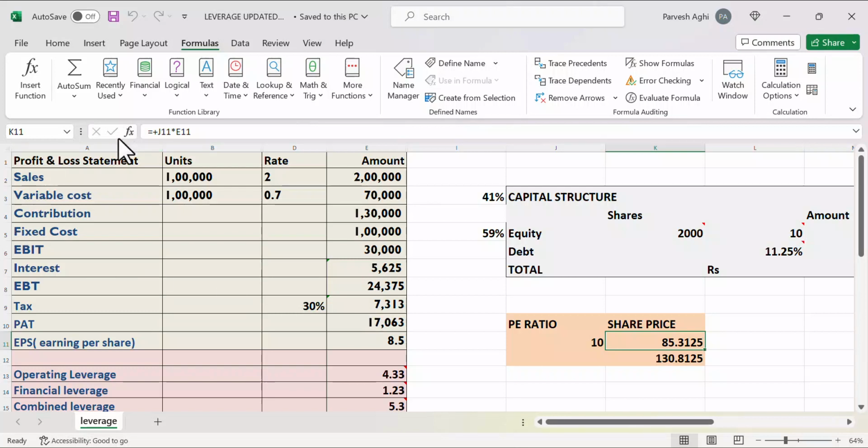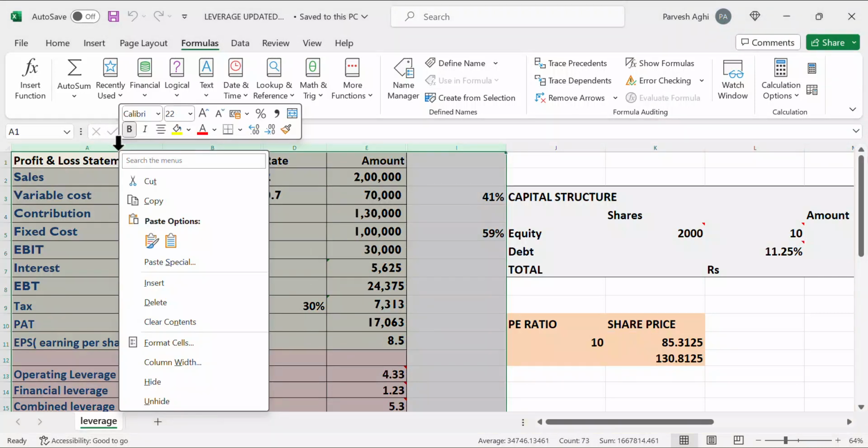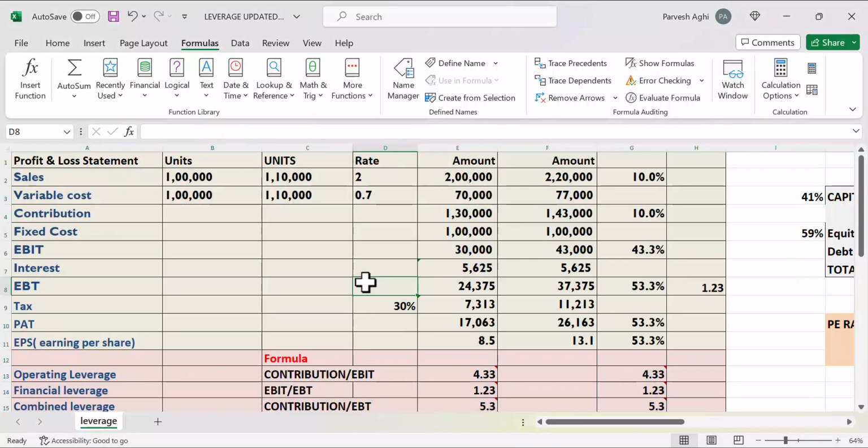Now let's open this. There are certain columns which have been hidden. So I'm just opening. Unhide them.